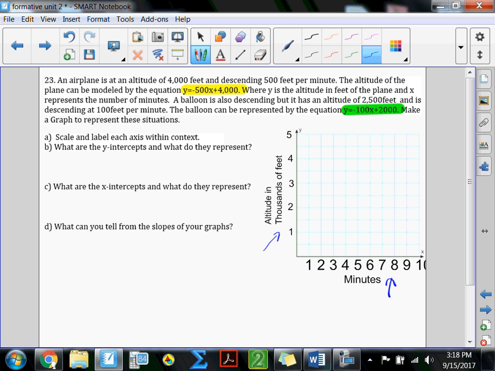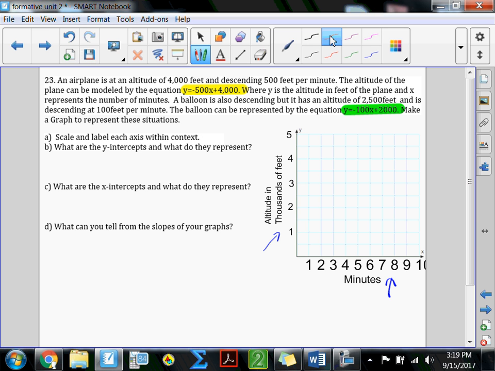So each one of my boxes is 500 feet, then 1,000, and then every other box then gives you up to the thousands. And then my minutes from 1 minute to 10 minutes. So I have my scale, my label. You have to play with those a little bit sometimes. So I need to graph this. So I'm going to graph the airplane first.